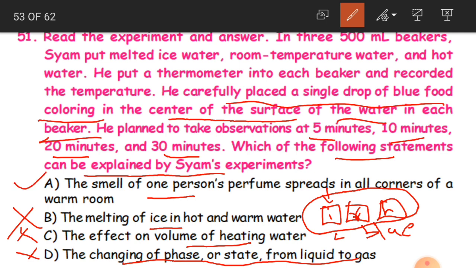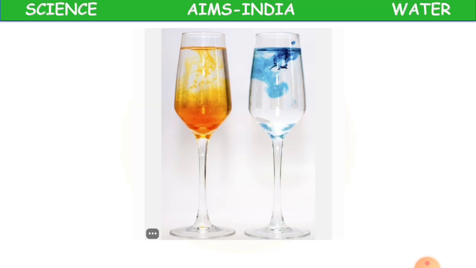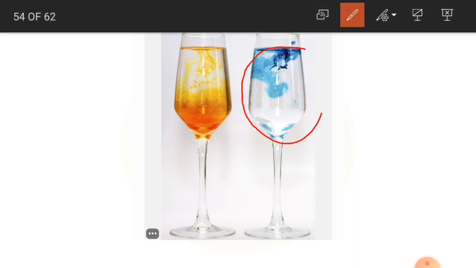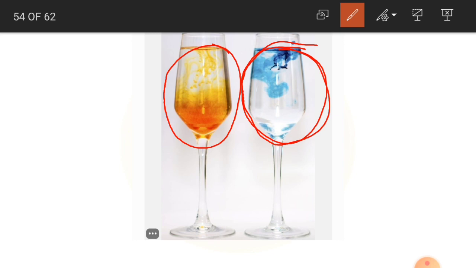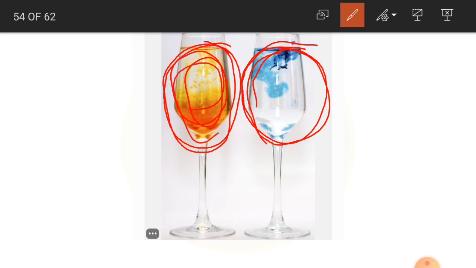So how can we say this? See children, in this picture, this is like cool water, and this is like warm water. When you place any liquid or color in this cool water, according to our experiment, it is stable here. There is no change. But when you pour this in the warm water, what happens? It is surrounded in the water. It has occupied the space in all the corners of the glass.